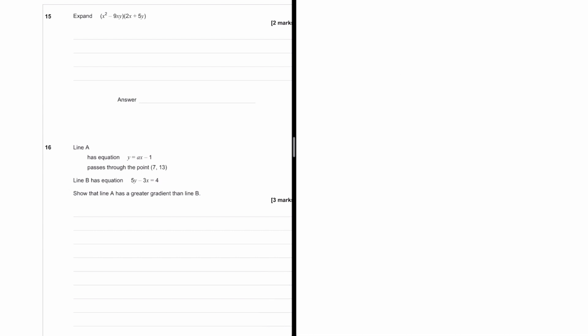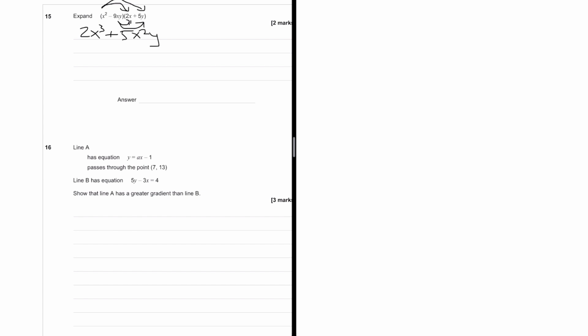So for part 15, we're asked to expand x squared minus 9xy to x plus 5y. Okay, so when we're expanding, we just need to make sure we consider multiplying each element by each other element. So if we start with x squared times 2x, we get 2x cubed, and then we do the x squared times 5y, and we get plus 5x squared y.